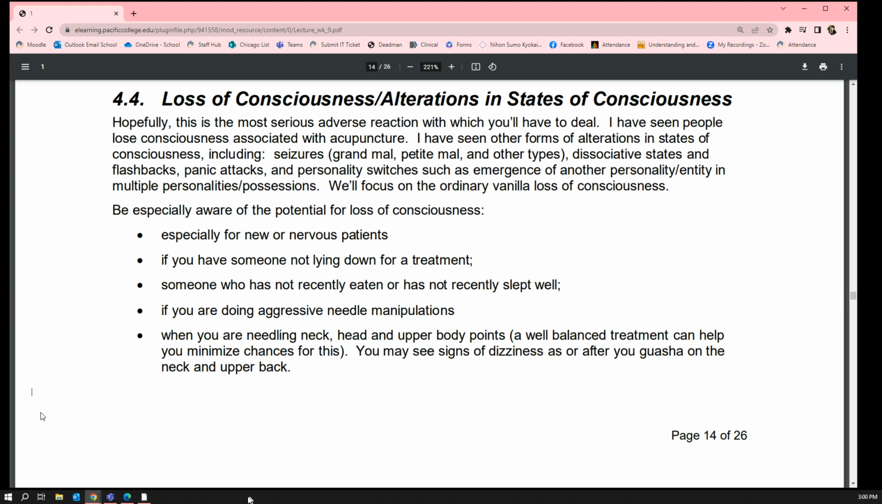We want to be aware of the potential for loss of consciousness. Some people are just more predisposed, more likely to lose consciousness in our treatment rooms or in our waiting rooms. Those of us who are new or nervous, some people are just needle nervous, needle sensitive. I find that those people are more likely to lose consciousness. New patients, again, might be more nervous because they don't know you. If you have someone not lying down for a treatment, so seated treatments, more likely for the person to lose consciousness.